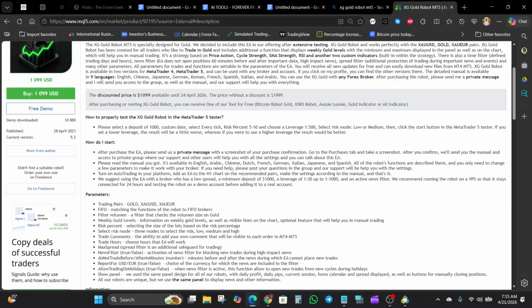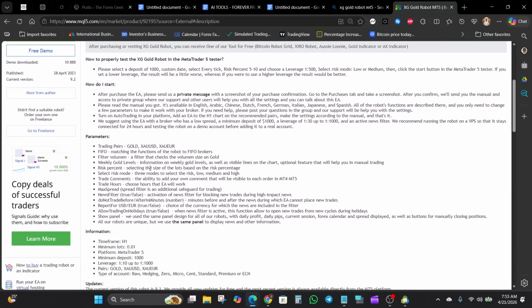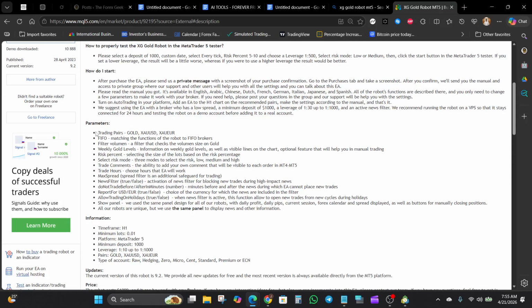So in terms of risk management, you can adjust your risk percentage. We can see the parameters here. You can go through the parameters. The trading pairs are already listed. We've talked about that. And then the FIFO parameter, matching the functions of the robot to FIFO brokers, and we have all of this. But now let's talk about risk management.